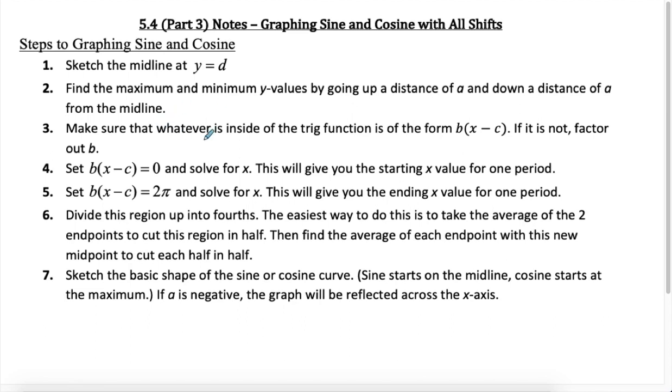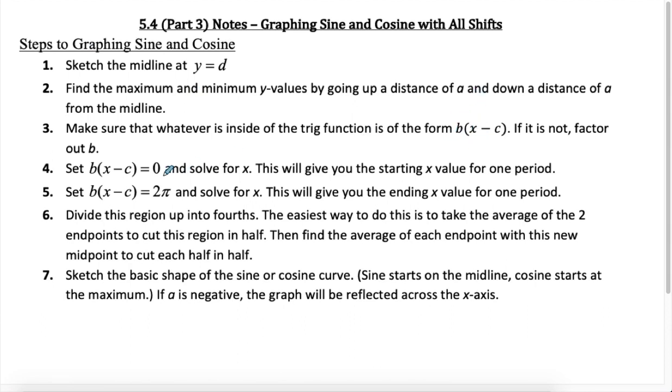Then this is a slightly new part. Everything that we've looked at so far on the inside of a trig function has been of the form b times the quantity x minus c. In other words, b has already been factored out for us. Sometimes we'll encounter things where b is not factored out for us, and we'll look at a few examples here in a second. If it's not already, we need to factor it out so that we can clearly see what b and c are.